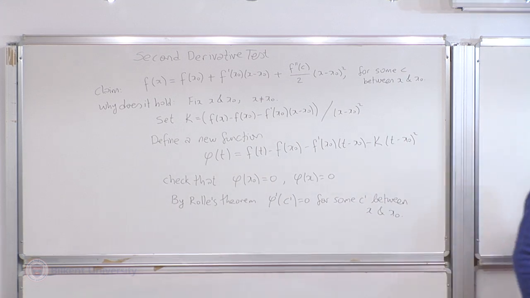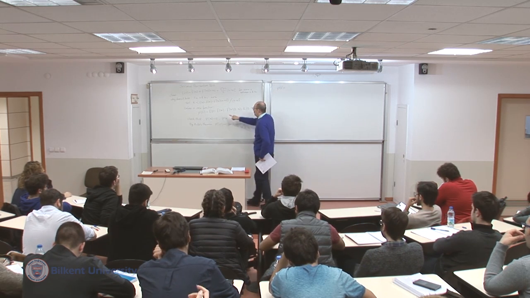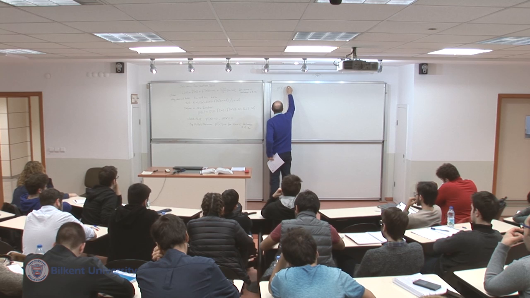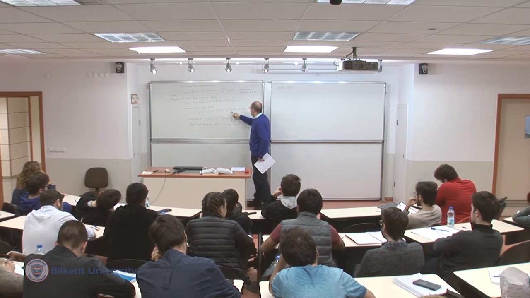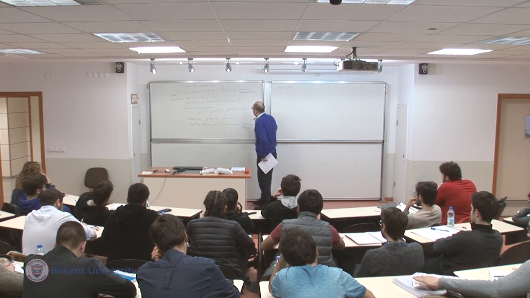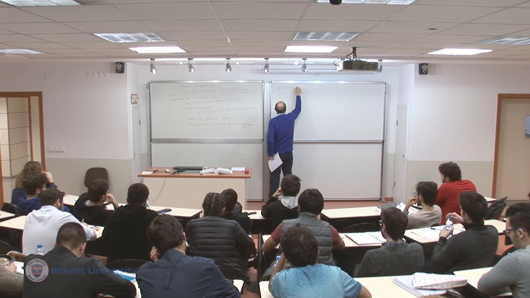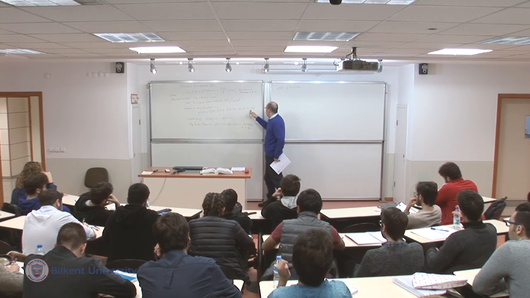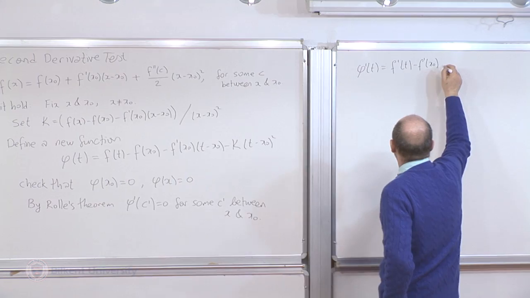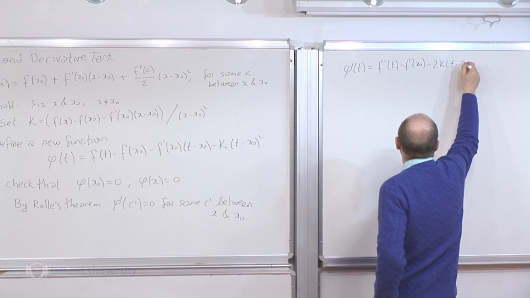So let's write phi prime and see what it is. Phi prime of t, on the other hand, is equal to f prime of t. This is constant, so this is just linear: minus f prime of x sub 0. So I got rid of this. And here this is constant, and I have this. So minus 2k times t minus x sub 0.